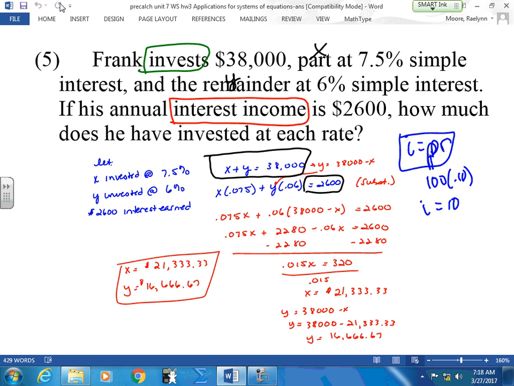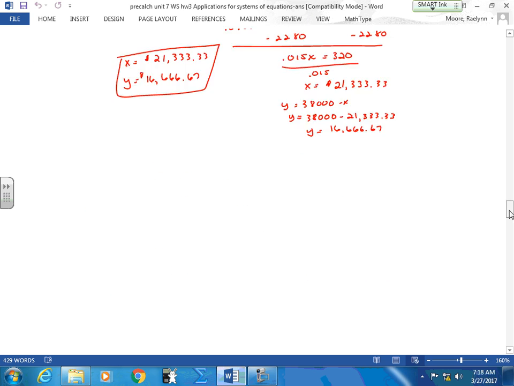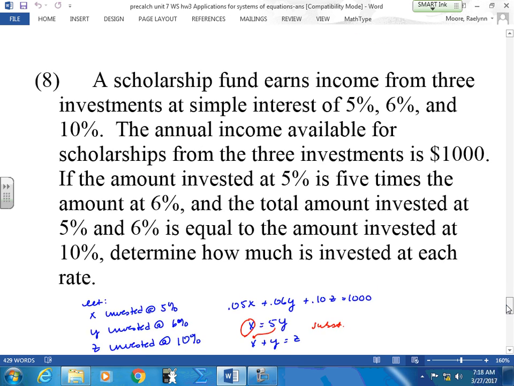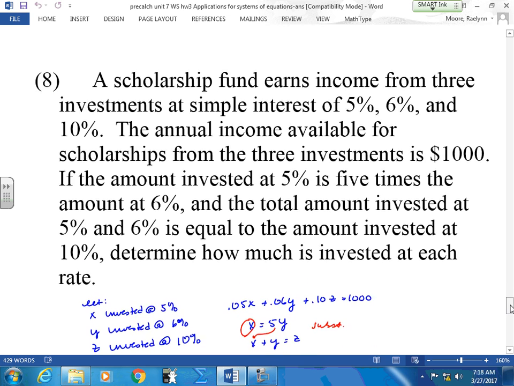Let me move over here. All right. So let's look at the last one. 8. Okay. So let's just hit this.